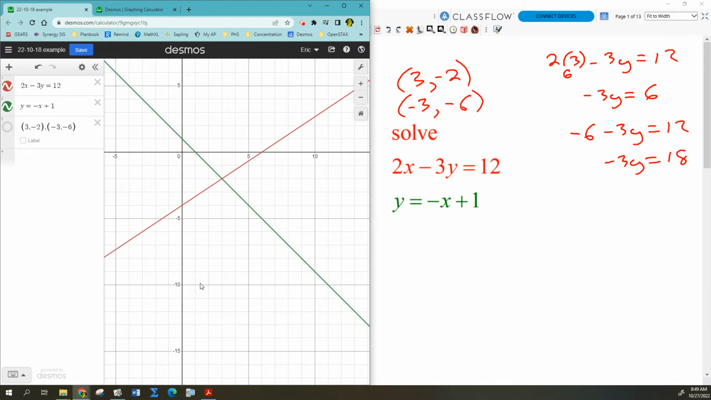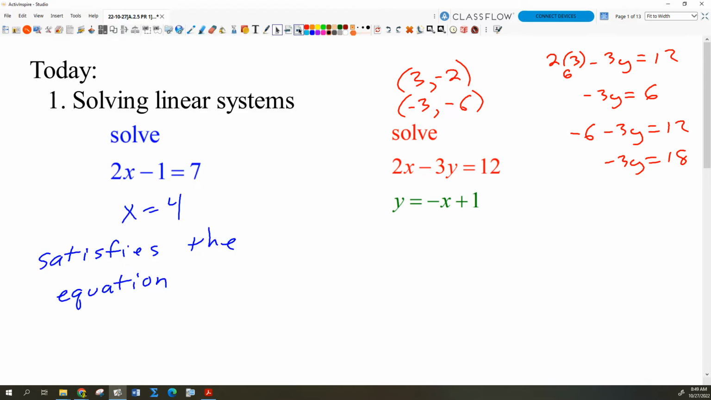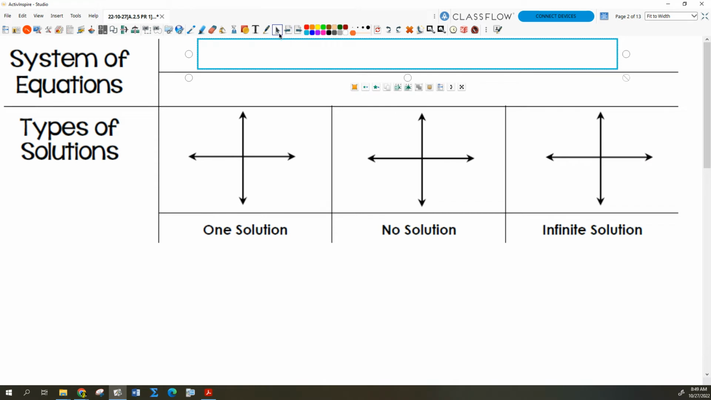It's going to be the collection of all the ordered pairs that satisfy both equations at the same time. It has to be a simultaneous solution. And there's only one point that does that, and that's the point right there, 3, -2. Okay? Give me 1 to 5 on that. Does that make sense?